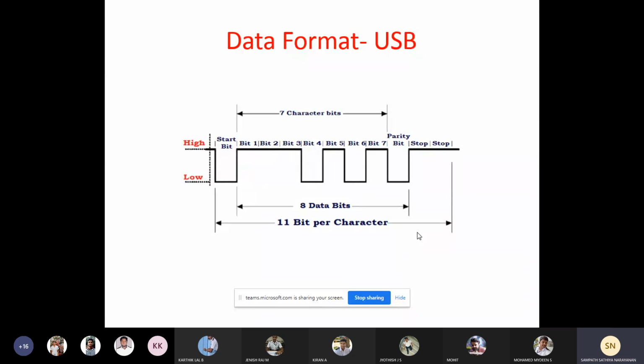At the end of data, to indicate the end of packet, it is indicated by 2 stop bits. An additional parity bit will be used for error detection. So totally we'll have 11 bits per character in order to transmit the data in USB. So that is the data format in USB, how the non-return to 0 inverted coding scheme is used for transmission of signals.